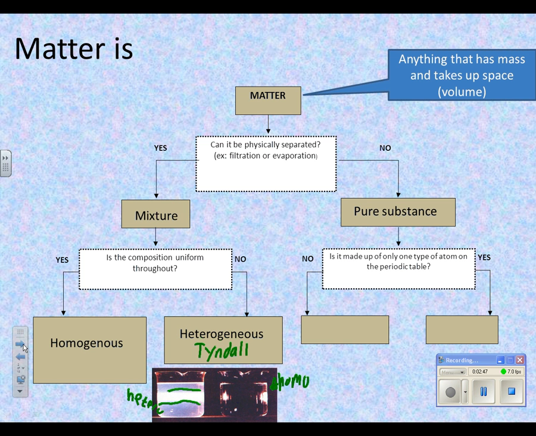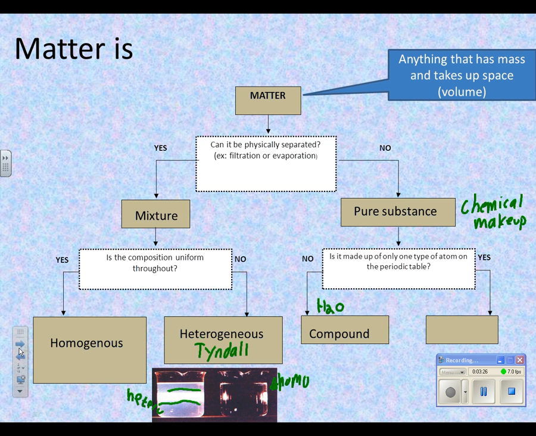So the other side is pure substances. When you're dealing with pure substances, you really need to look at the chemical composition. So let's look at the chemical makeup. Then you've got to ask yourself, is it made of only one type of atom on the periodic table? If it's not made of one type of atom, it's called a compound. So take something like H2O. H2O has hydrogens and oxygens in it, so we have two different types of atoms there. If it's got more than one type of atom, it's called a compound.